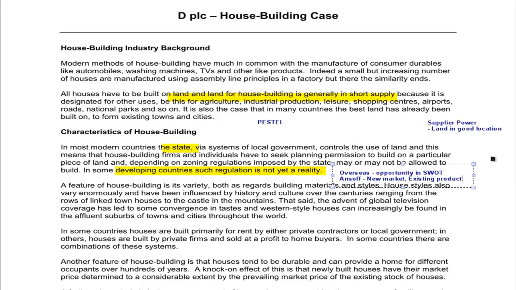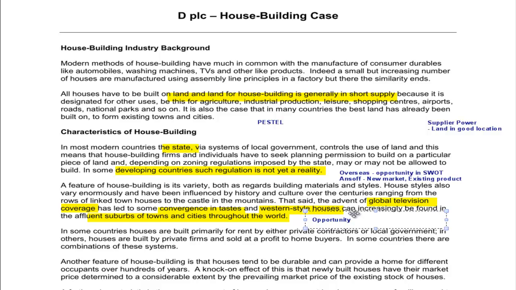Okay, so next point that I want to raise, taking this forward a little bit, is this idea of the overseas market. The next paragraph tells us a little bit about the advent of global television coverage, which has led to some convergence in tastes, which means that Western style houses have expanded into really different affluent suburbs and cities around the world. That's basically more of this. It's more commentary on there being a big opportunity for a company to expand overseas, and so again, this is the O in the SWOT analysis coming in there as well. Let's just put in opportunity.